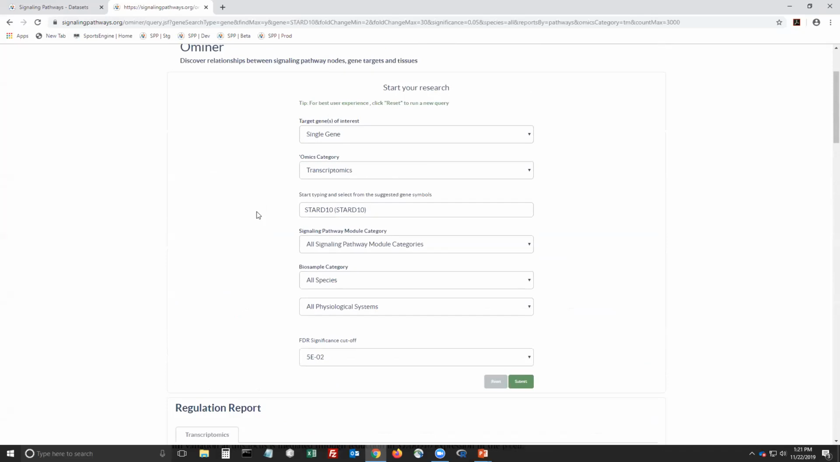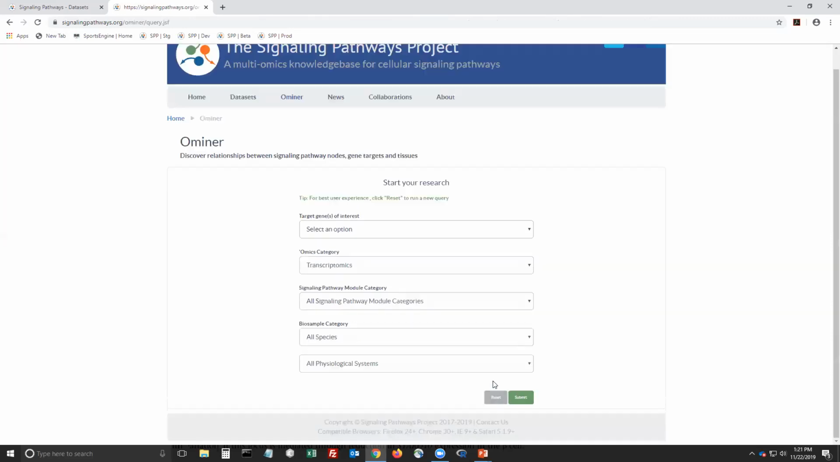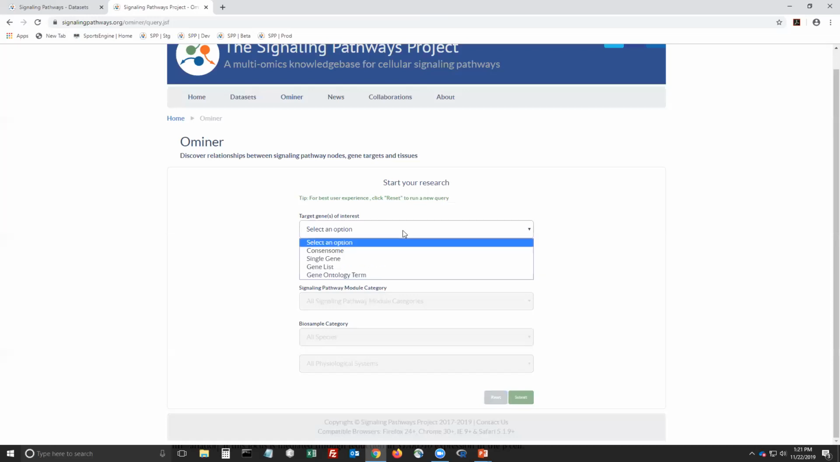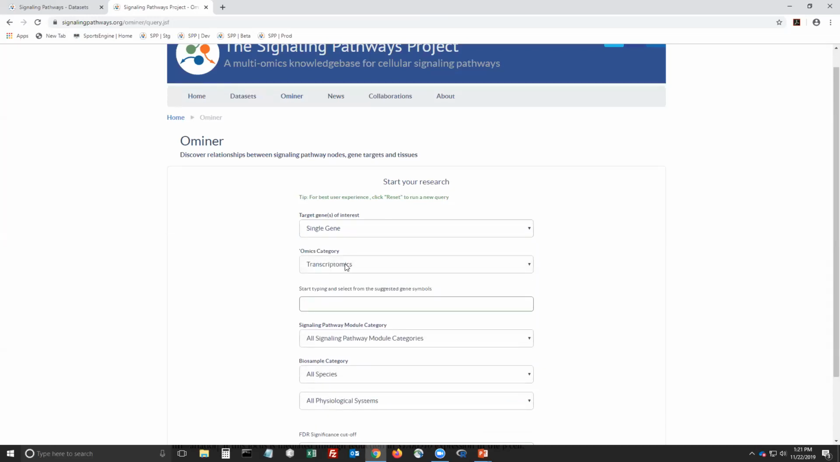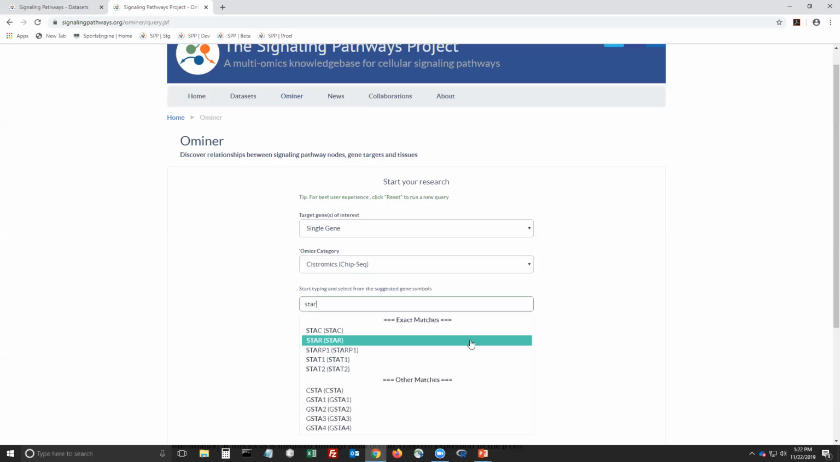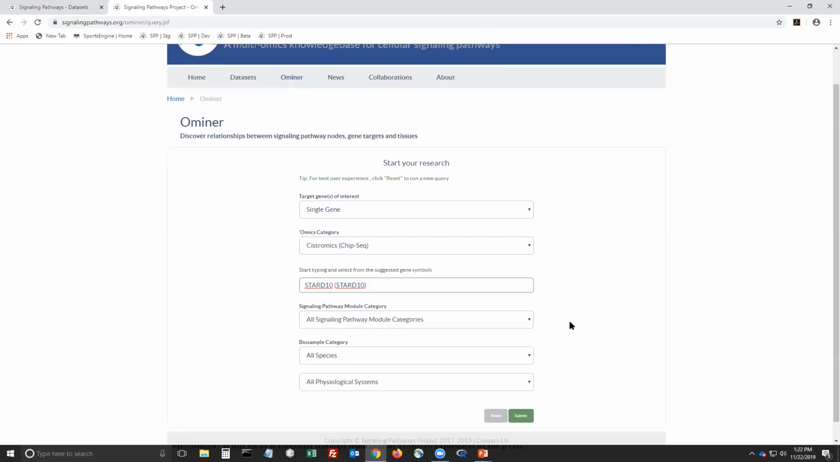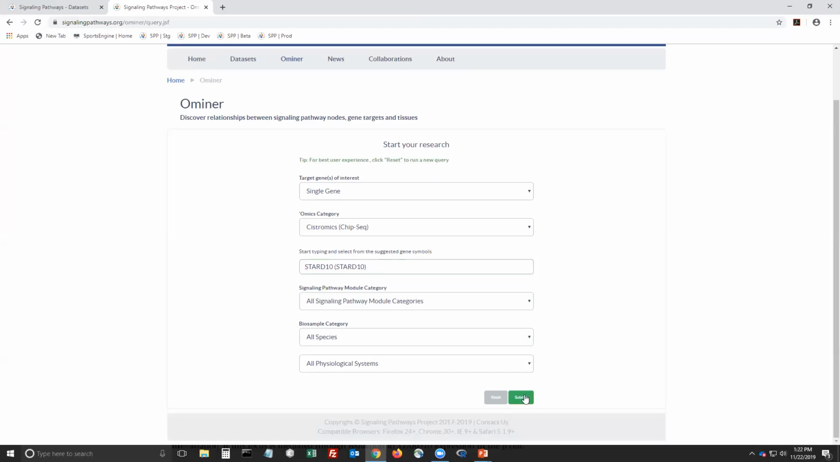So now let's take a look at the Cistromics data set. So we recommend that when you switch searches like this, that you reset your filter. And so we're simply going to select single gene, but now we're going to filter on Cistromics only. Again, we put in a couple of keywords. We select our gene of interest here. Again, we're going to go default. We click submit.